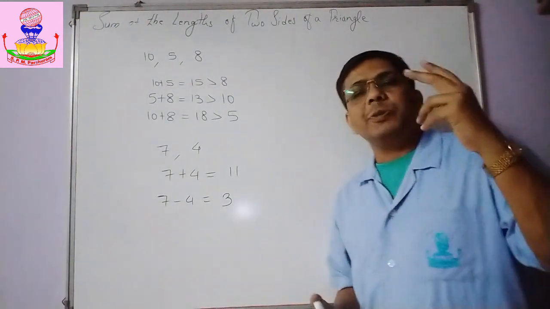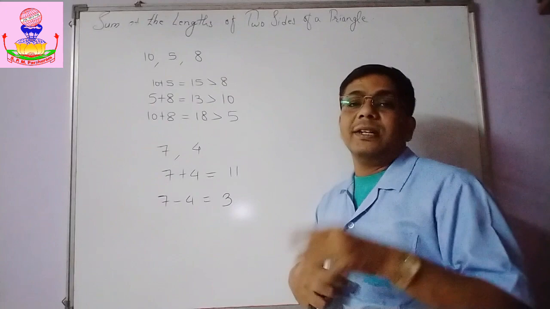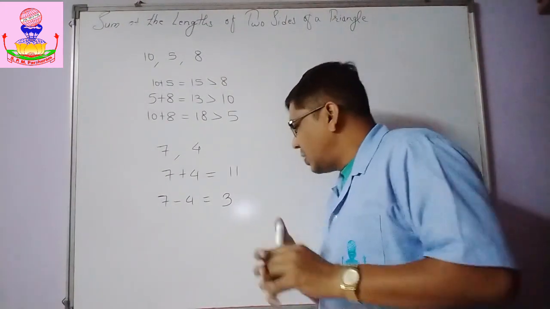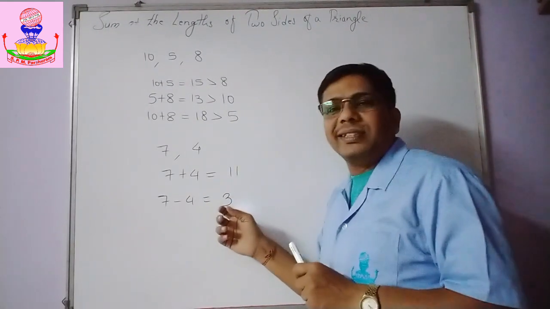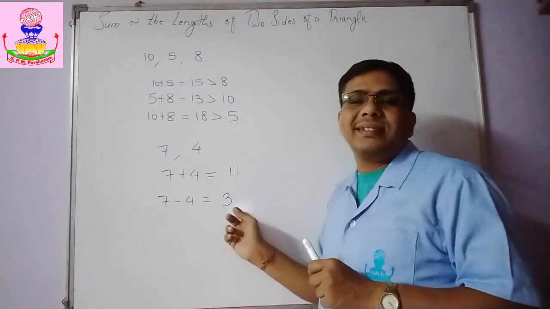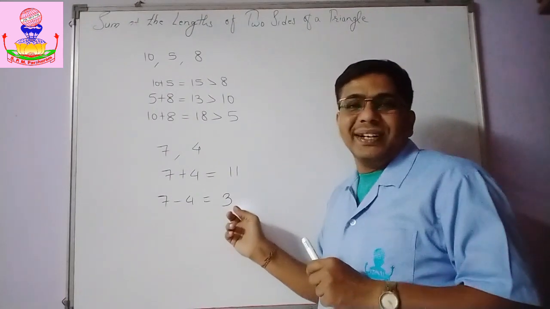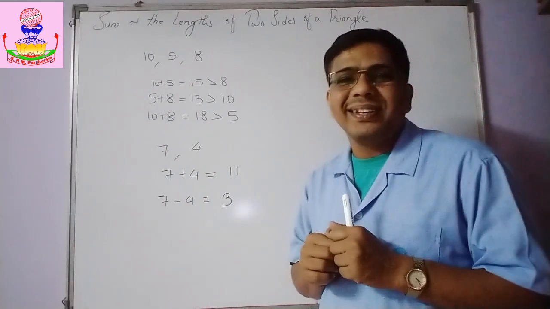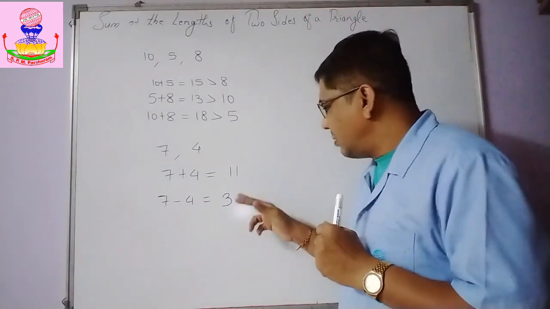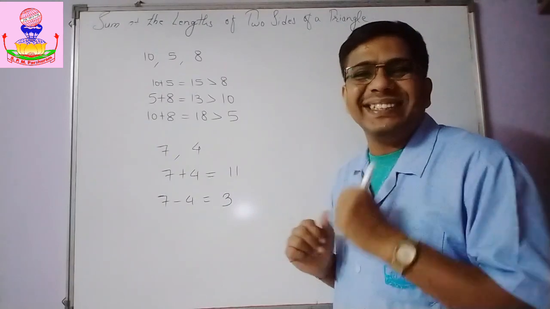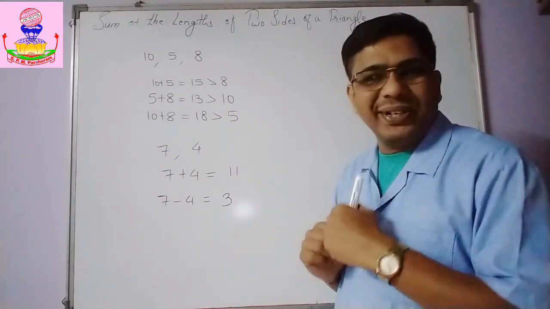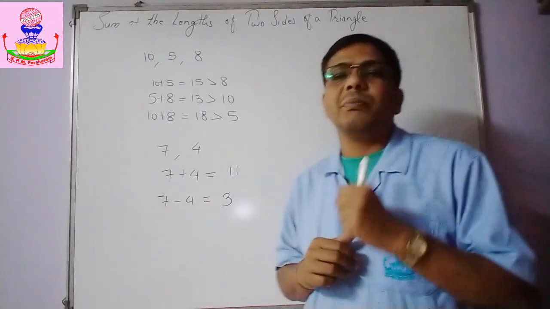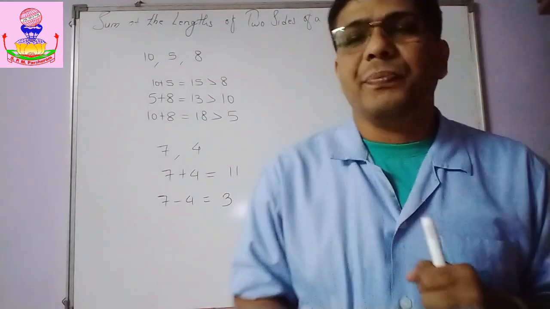Now we know that the difference between the lengths of any two sides of a triangle is always smaller than the third side. So definitely the length of the third side should be bigger than this 3 centimeter. So what it means is that the length of the third side is between 3 centimeter and 11 centimeter. I hope you understand. So the same type of examples we can solve. Okay, so let's move to the exercise now.